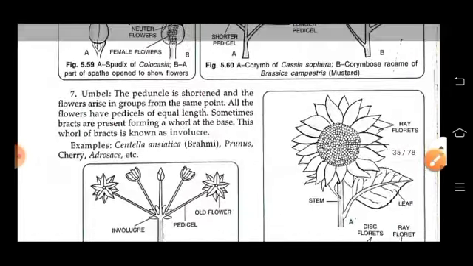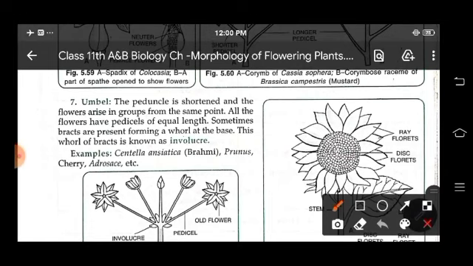Next is umbel. So the peduncle is short and the flowers arise in groups from the same point. All the flowers have equal length of pedicels. Sometimes bracts are also present which form a whorl at the base. Now this whorl of bracts is known as involucre.